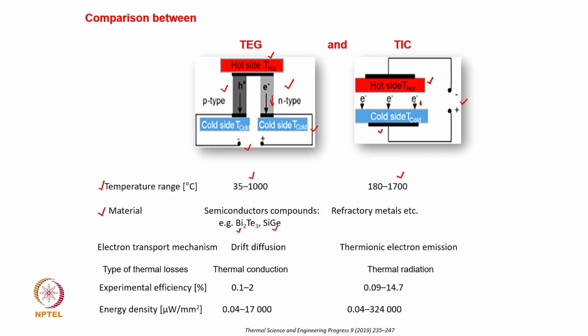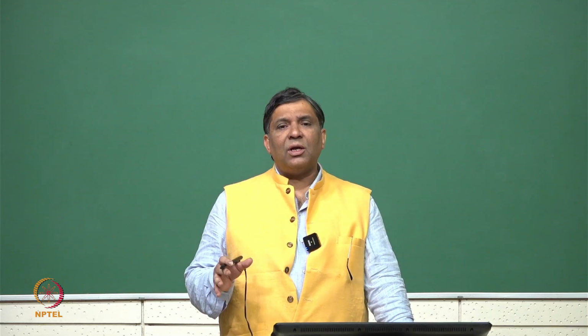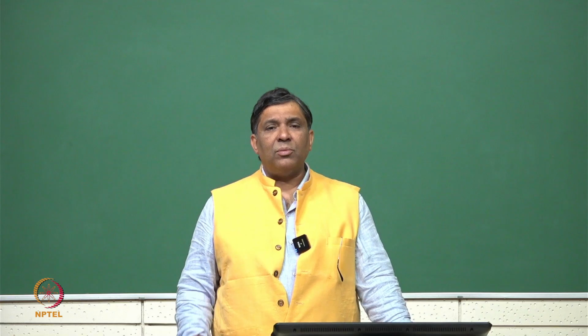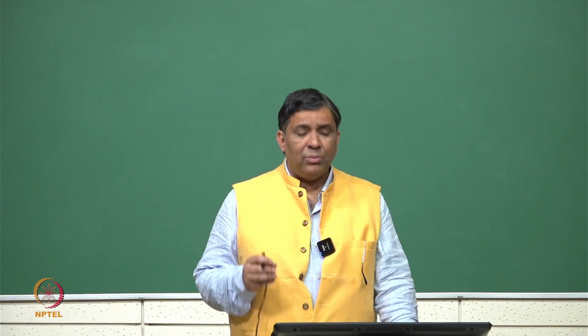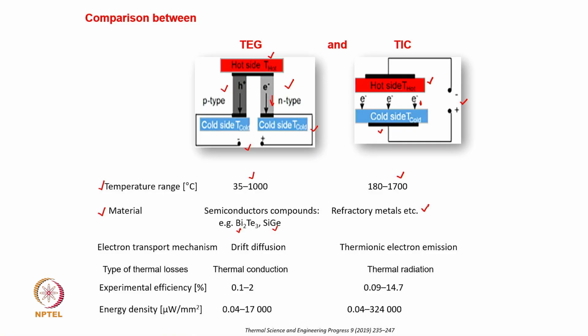Okay. For TIC, there are several emitter materials, I will come to the different emitter materials, but one very popular emitter material is a refractory metal like tungsten. It is chosen in such a way that it has relatively lower work function and it has high melting point. As I mentioned, these are the two most important criteria before we select an emitter material of a thermionic converter.